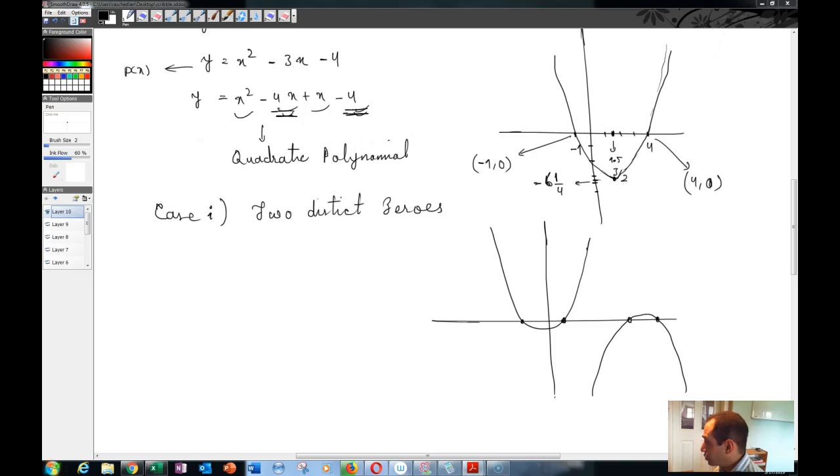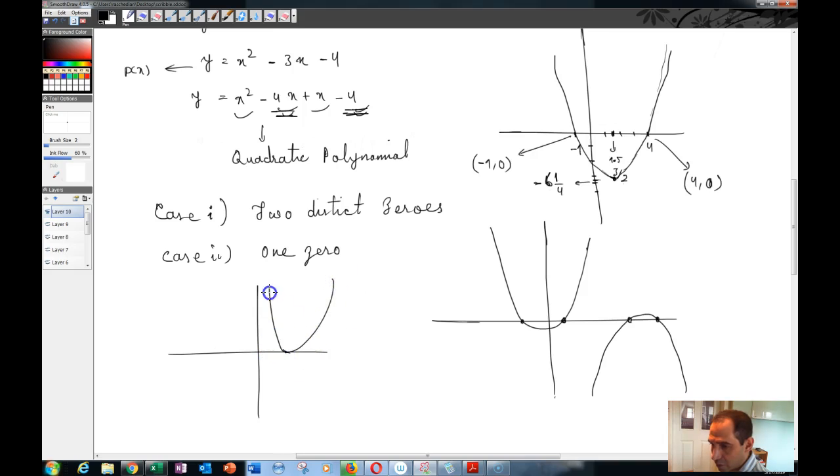And you could have another case in which you will have basically only one zero. Basically, you have case 2 where you have 1 zero, and that happens basically when your graph happens to be either something like this or something like this.